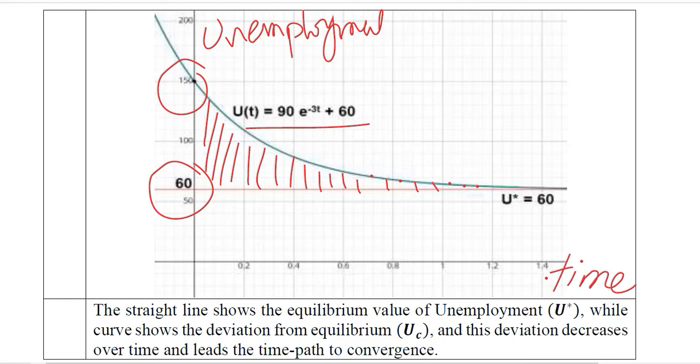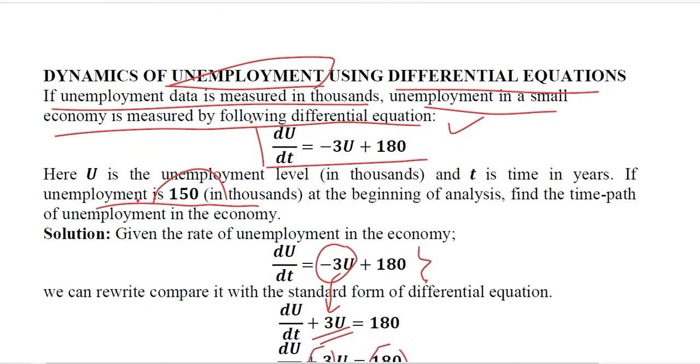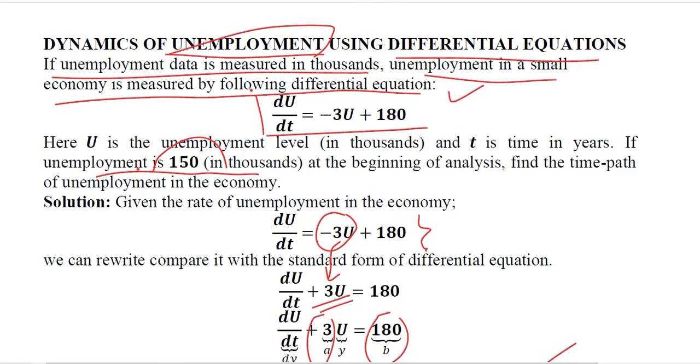So we have a time path which is convergent in nature, and we can expect that there will be a stable equilibrium in this case, where we are trying to study the dynamics of unemployment by using first order differential equations. Thank you.